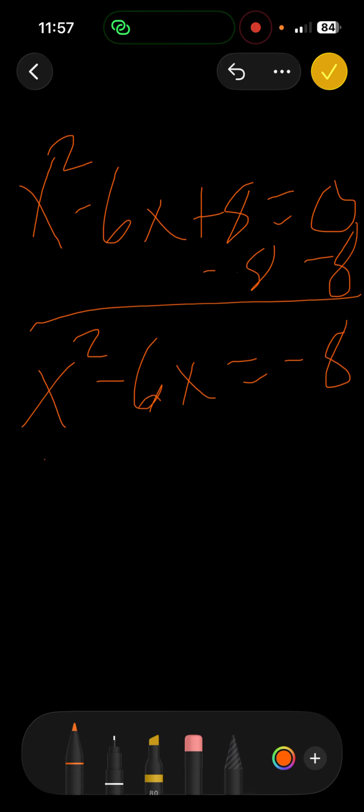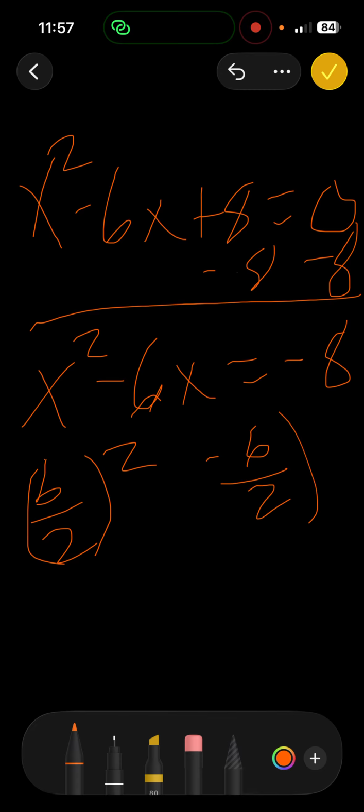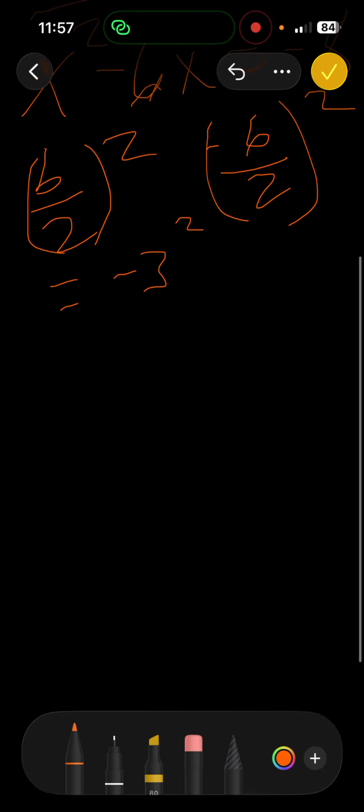Now, we want to add a squared number here. To do that, the squared number is the b term divided by 2 and squared. That's the formula. So here, negative 6 is the b term. So we're going to do negative 6 divided by 2 and square it. Negative 6 divided by 2 is negative 3. We'll leave it as a square here, and you'll see why.